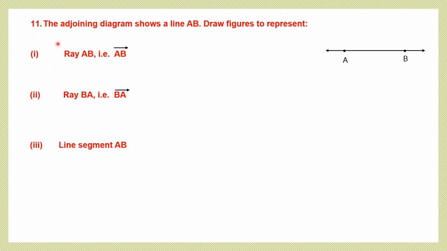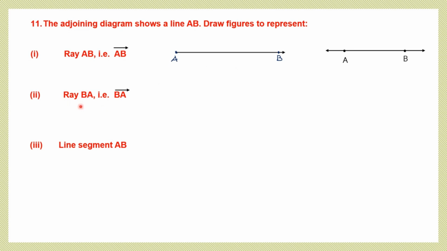Question 11. The adjoining diagram shows a line AB. So here can you see the diagram given? It's a line AB. Now we have to draw figures to represent a few things. So here's a line. Now we have to draw a ray AB. So how do we draw that? So that's a ray AB. It has a starting point, and that is A. And then we have another point, just to name it, B. The other end is continuous, as you can see in this symbol here. Symbol of AB. AB is a ray.